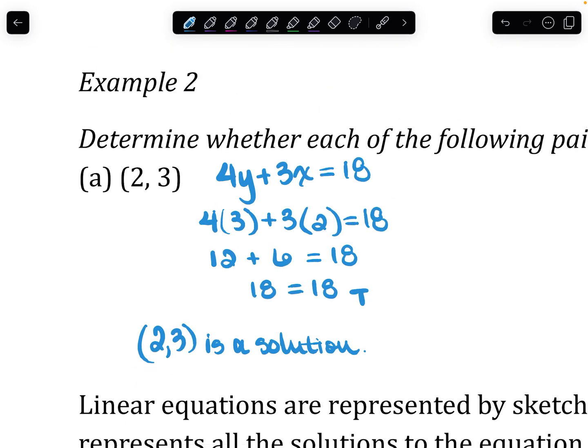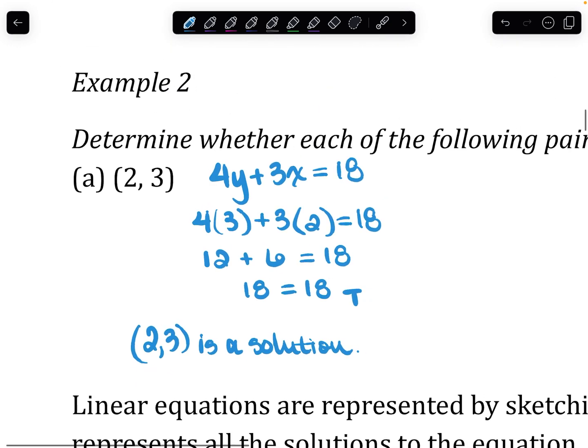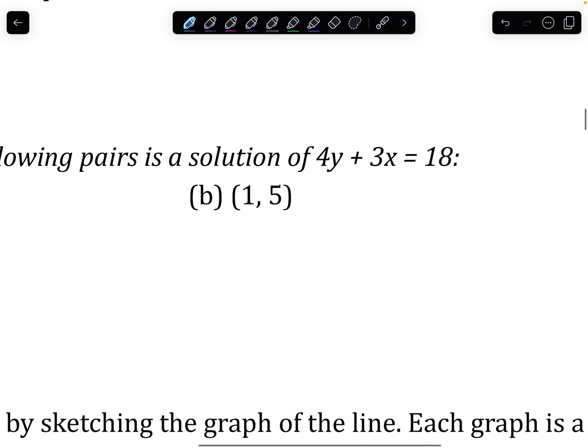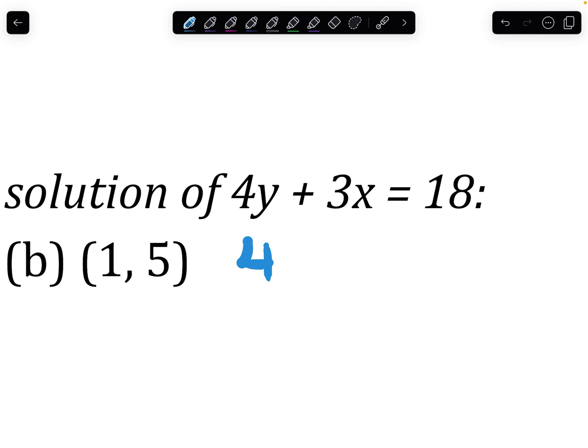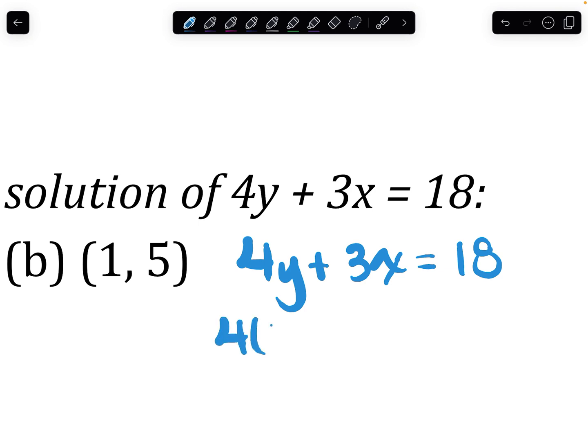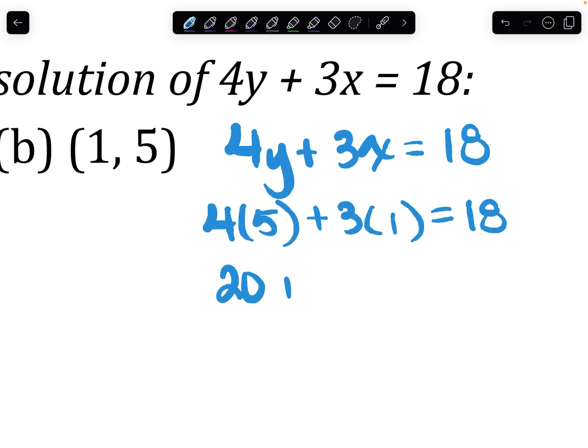All right. Second one, still the same equation, just checking a different point. So now we're checking 1 comma 5. I'm still going to write my equation down, even though I can see it. Now we're replacing y with 5 and x with 1. So 4 times 5 is 20. 3 times 1 is 3. And 20 plus 3 is 23.